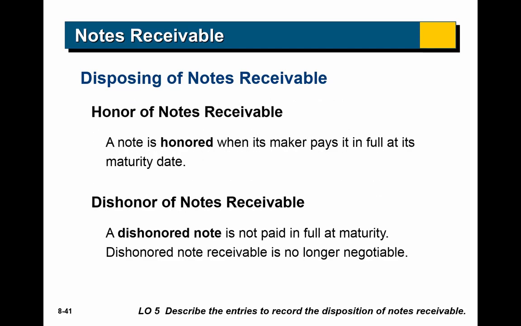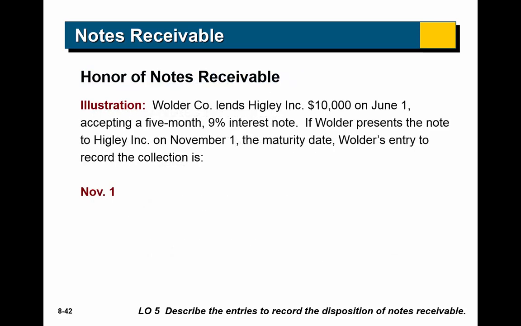Here are just some terms. A note's considered honored when the maker pays it in full, as they promised, and dishonored if they don't. All right, so here's how we record an honored note receivable. Wolder Company lends Higley Inc. $10,000 on June 1st, accepting a 5-month 9% interest note. Wolder presents the note to Higley on November 1st, the maturity date. Here's how we would enter it.